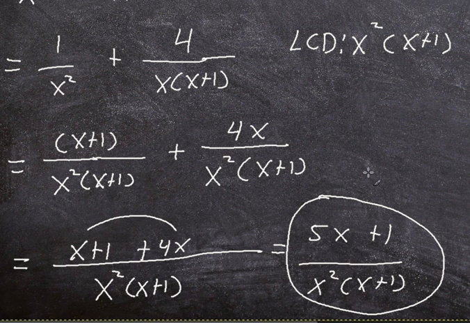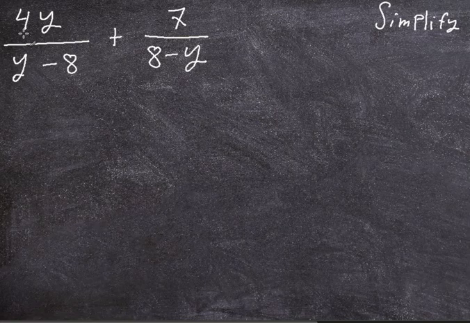I've seen how we're getting those LCDs, but just in case, let's do another example. So I have 4y over y minus 8 plus 7 over 8 minus y. And this is really where that negative sign trick is going to come up in a big way. These are almost the exact same thing, but not quite. So 8 minus y is equivalent to saying the opposite, the negative, of y minus 8. So these are equivalent, and from there you can see the only difference is a negative sign.